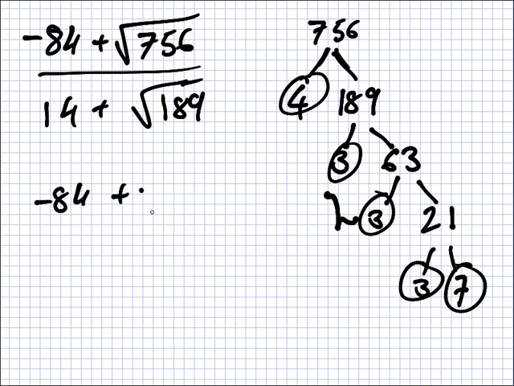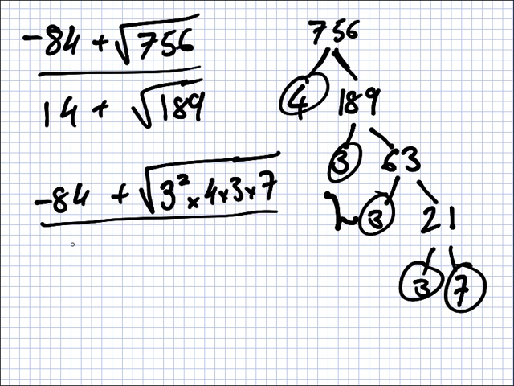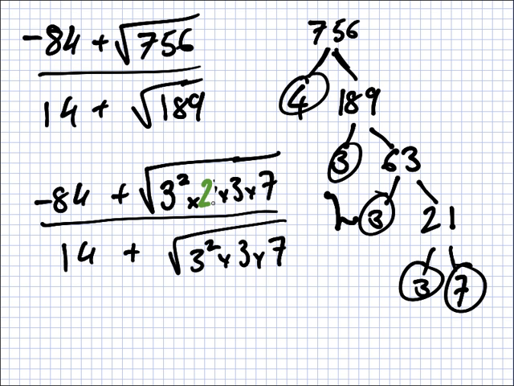Because you can change 756 into 3 squared times 4 times 3 times 7. Yeah, that's when I look at it. And I can also change 189 into 3 squared by 3 by 7. Oh look, 4, what am I doing? 4 is 2 squared. I forgot to break down the 4.